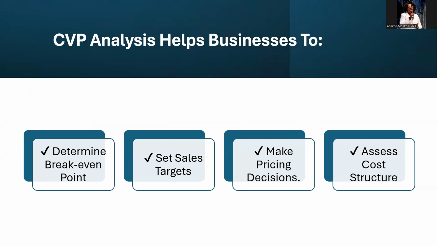Now, the CVP analysis helps a business to, one, determine the break-even point. Now, we know that's the level of sales needed to cover costs. Then we have set sales targets. That is how much needs to be sold to achieve a specific profit. Then we have make pricing decisions. That is understanding how price changes affect profits. And then also we have to assess cost structure. And that is basically balancing fixed and variable costs for profitability.